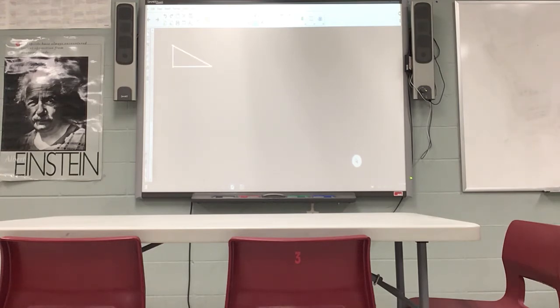So this stuff only works on the right triangle, so far. We're going to get to the place where they don't have to be right.